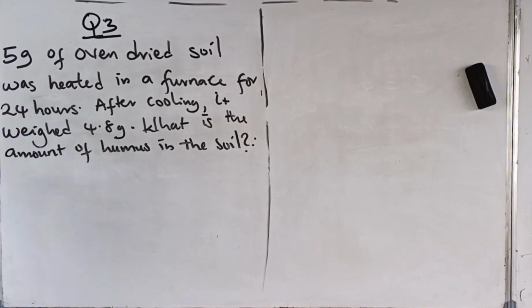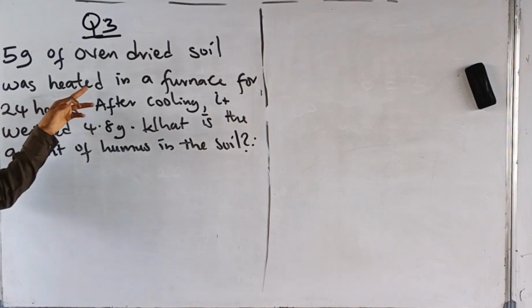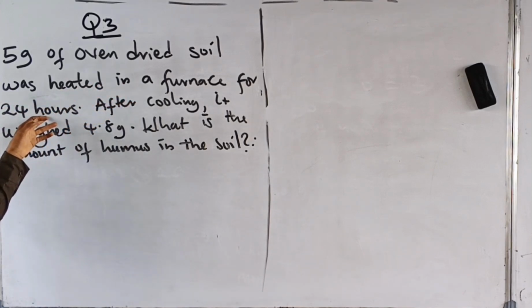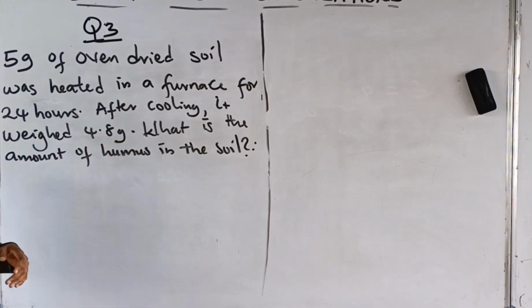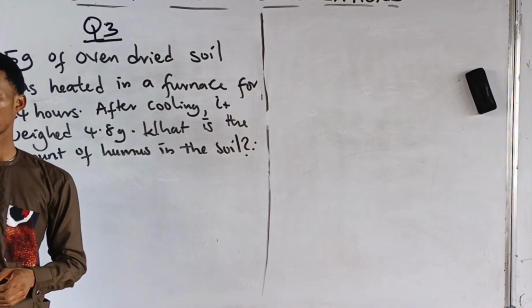5 grams of oven dried soil. The soil is already dry. Was heated in a furnace for 24 hours. After cooling, it weighed 4.8 grams. What is the amount of humus in the soil? The options were given in percentage.